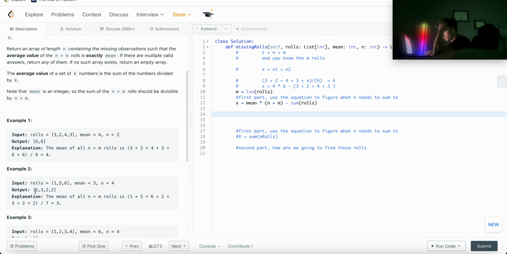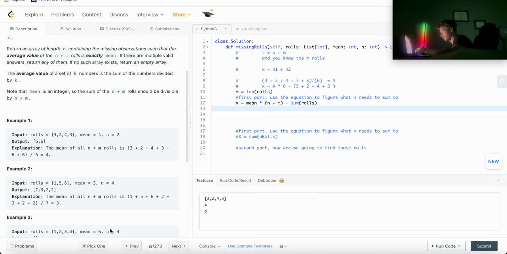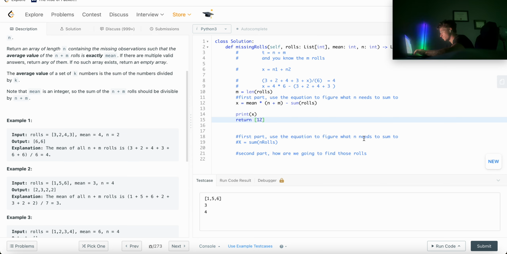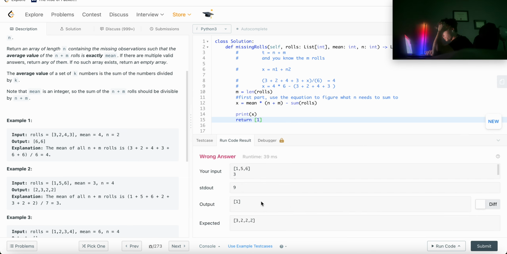Because here, for example, you can see it's a lot longer. Why? Well, let's just run this one through because I don't feel like doing the math right now. If I take 1, 5, 6, 3, and 4, for example, I'm going to print x here. I'm going to return, I don't know, it's not going to return the right thing, but I'm literally just trying to get something out here. Okay, so 9. So we're missing 9 here. 3, 4, 5, 6, 7, 8, 9. But I need to make 9 with 4 values.